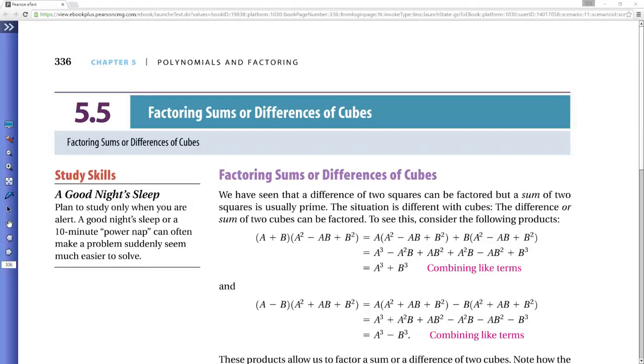Chapter 5, Section 5. As we go on in this chapter, the patterns that we need to consider while factoring just get more and more complex. One of the patterns we did when we were multiplying polynomials was something called a cubed binomial, or the sum of two cubes, or the difference of two cubes, and that's where they start at the beginning of this section.